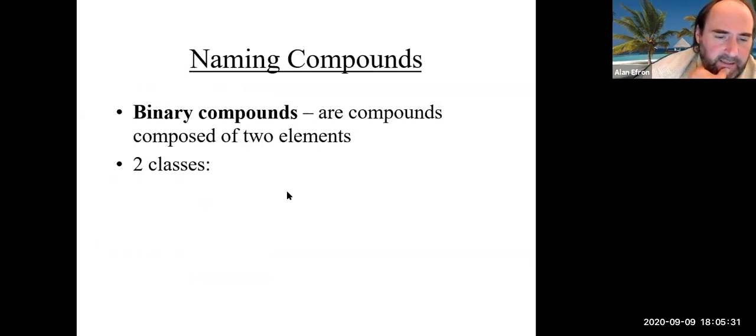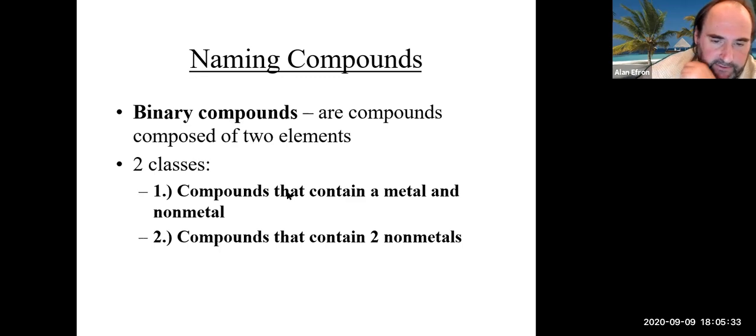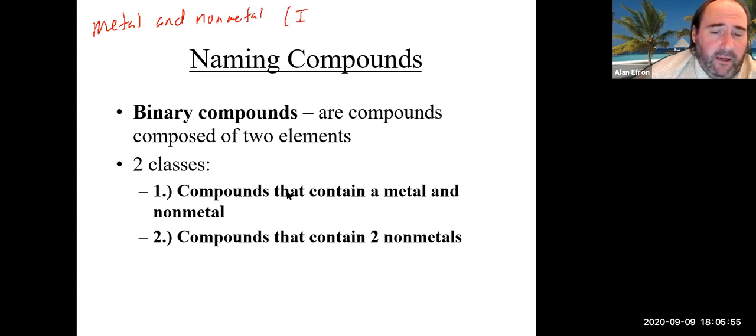So when we're talking about naming compounds, there are really two types of compounds that we're going to talk about. One is a compound that contains a metal and a nonmetal. Whenever you have a metal and a nonmetal come together, what it forms is an ionic compound. This is always what it forms, which is known as an ionic compound.